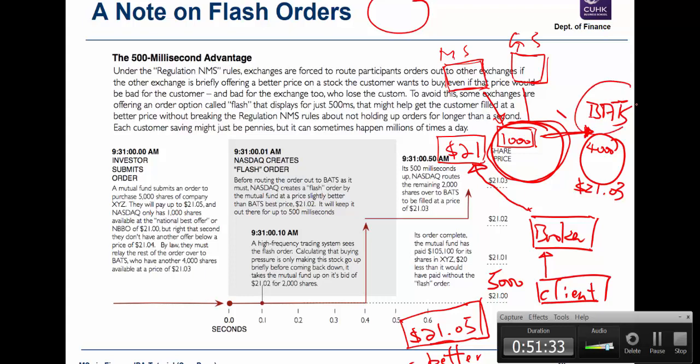So if you are from the other exchange, you're going to protest. You say, wow, that means I never get any business. That is why there's a time limit of half a second. And of course, it also can work the other way as well. Maybe an order was shown to BATS first, and then they can flash that.